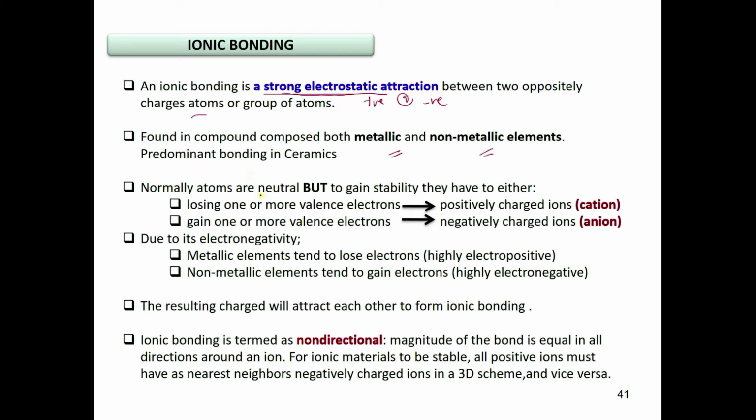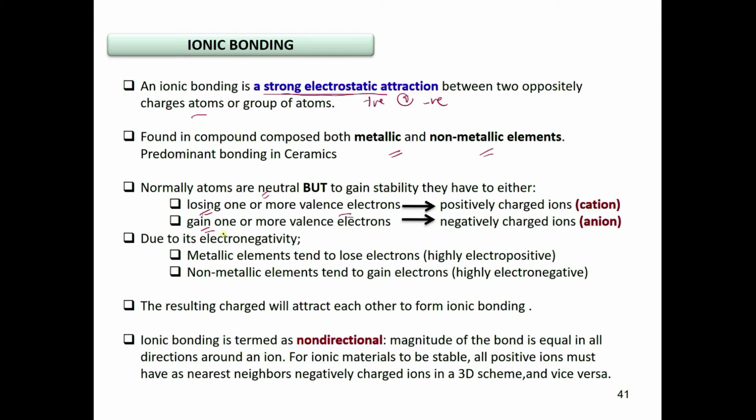Normally atoms are neutral, as we normally assume when we refer to an atom. But to gain stability, they have to either lose or gain electrons, because previously I mentioned most of the atoms in the periodic table are not stable. Only the inert gases are stable atoms, which have already reached the octet. When an atom loses one or more valence electrons from the outermost shell, it forms positively charged ions called cations.